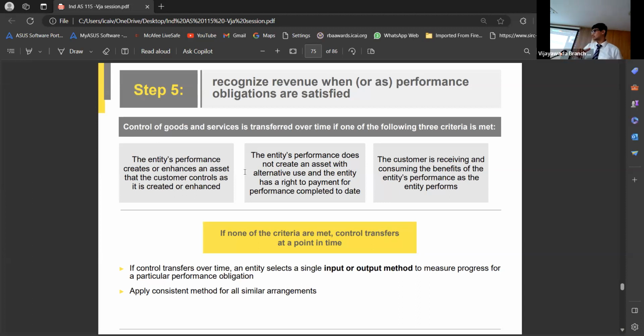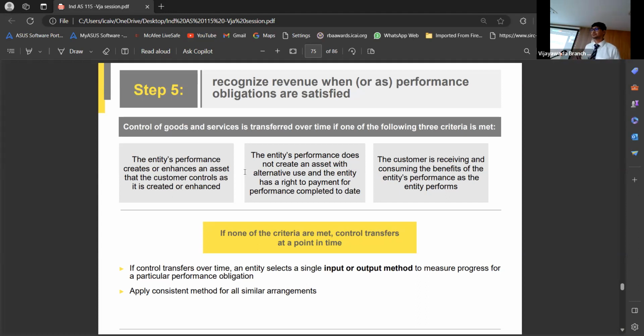Compared to the other examples we discussed, all our cleaning service, hotel management service, everything will go by over time, with monthly billing, right? Point in time, as we discussed, is whenever there is a goods supply. Simple. So this is the over time and point in time concept. So we completed all the concepts. Whatever we targeted 15 minutes before, we completed.